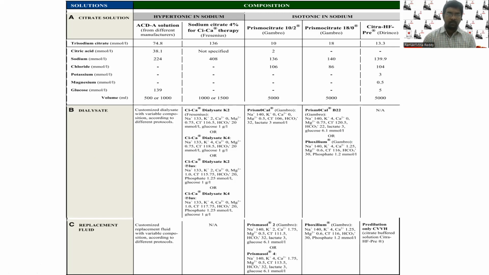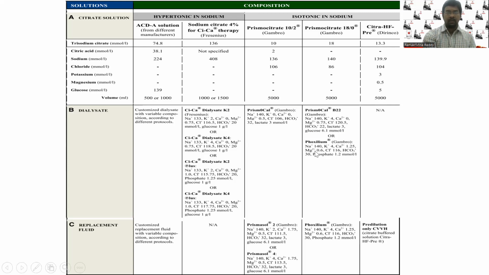And when you are using this hypertonic solution, some of the preparations are commercially available. For example, this citrate calcium dialysate K2 preparation. This is the dialysate preparation commercially available. It is available as K2 or K4 preparation. The only difference is K2 means the potassium concentration is 2 millimoles, whereas K4 means potassium concentration 4 millimoles.